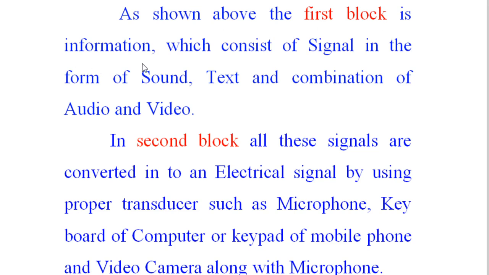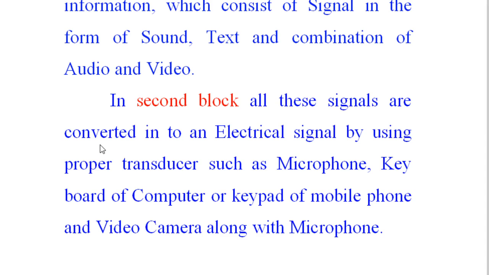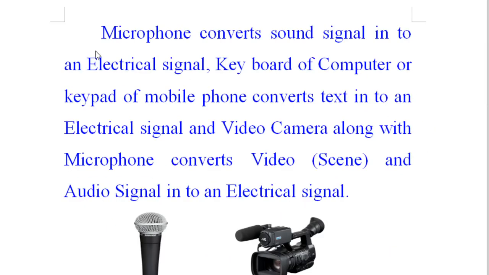As shown above, the first block is information, which consists of signal in the form of sound, text, and a combination of audio and video. In the second block, all these signals are converted into electrical signal by using a proper transducer such as a microphone, keyboard of a computer, keypad of a mobile phone, or video camera along with microphone. These are all transducers, which convert that information signal into an electrical signal. Microphone converts sound signal into electrical signal. Keyboard of computer or keypad of mobile phone converts text into an electrical signal.